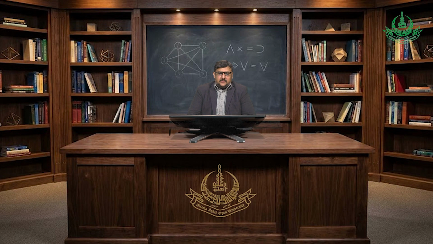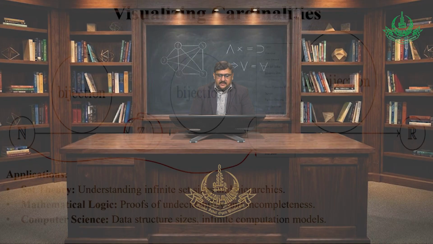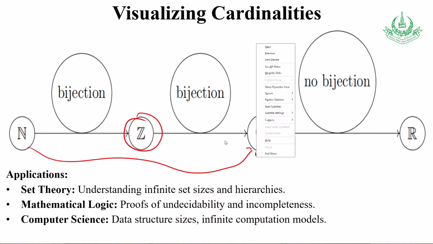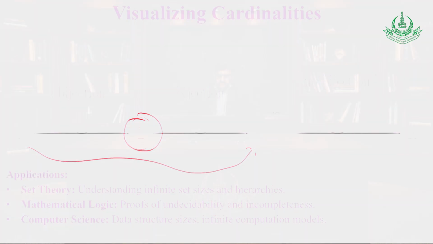Now if you consider the applications, cardinality and countability are considered in set theory, in understanding infinite set sizes and hierarchies. In mathematical logic, proofs of undecidability and incompleteness also cater to the countability and cardinality of sets. In computer science, data structure sizes and infinite computation models are also considered in terms of cardinality and countability.